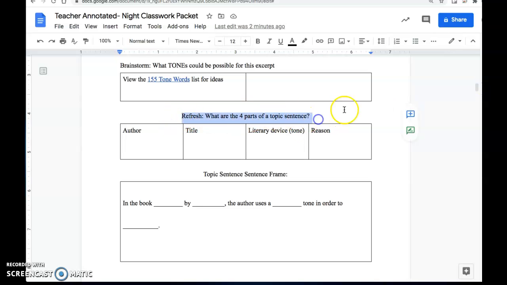Refresher, what are the 4 parts of a topic sentence? You need the author, the title, the literary device, and in this specific case, we're going to work with tone for the remainder of this quarter. So your literary device will always be the tone word, and then the reason. Okay, and then we're going to write topic sentences together, and that will be pages 1 and 2, and that will take care of the C in a CER paragraph.